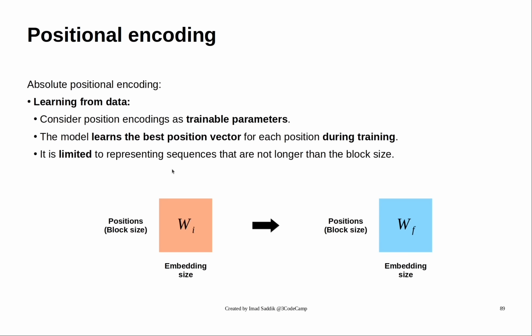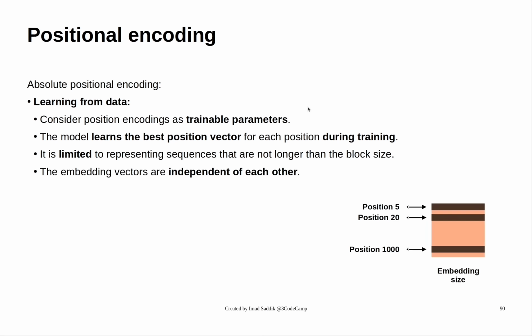But this method has a key limitation. It does not generalize to longer sequences than what it was trained on, and in this case, it's block size. So if you decide to use sentences that are longer than block size, this method will not work. Another issue is that each position is learned independently. So the model does not know that position 5 comes before position 20 because there is no relationship between them. If you shuffle the tokens in the input sequence, the model won't notice anything is wrong. That's a weakness of this approach.